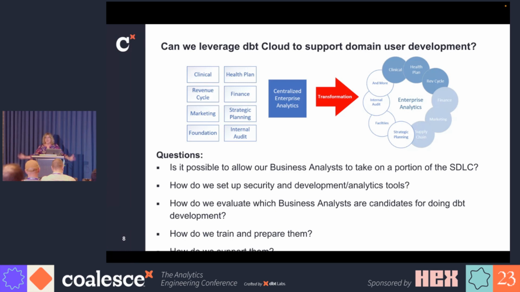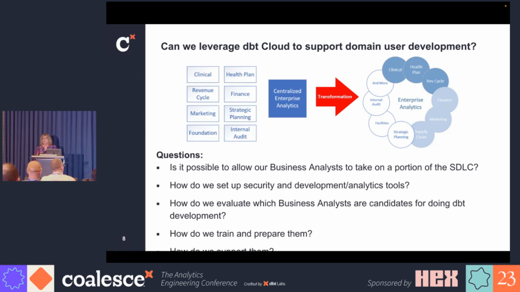So when you say domain development, it's not that right away, boom, everybody's doing domain development in the organization. And then some folks I'm showing in white, we may always, as an enterprise analytics team, be supporting across the full SDLC. So with this, we have some questions. Is it possible to allow our business analysts to take on a portion of the SDLC? And how do we set up security and development in the analytics tools to do so?